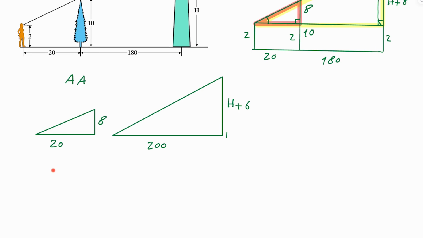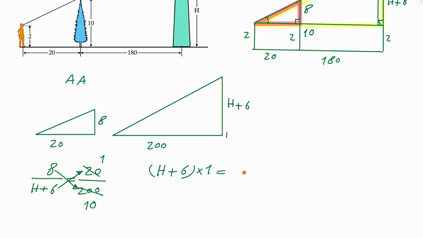So we can write 8 to the length of this side, which is h plus 6, is proportional to the ratio of this side, which is 20 to 200. We can simplify it. We can divide both numerator and denominator by 20. We get 1 here and we get 10 here. And we can use cross multiplying. We can write the product of these two, which would be equal to the product of these two. So we can write h plus 6 times 1 should be equal to 8 times 10.